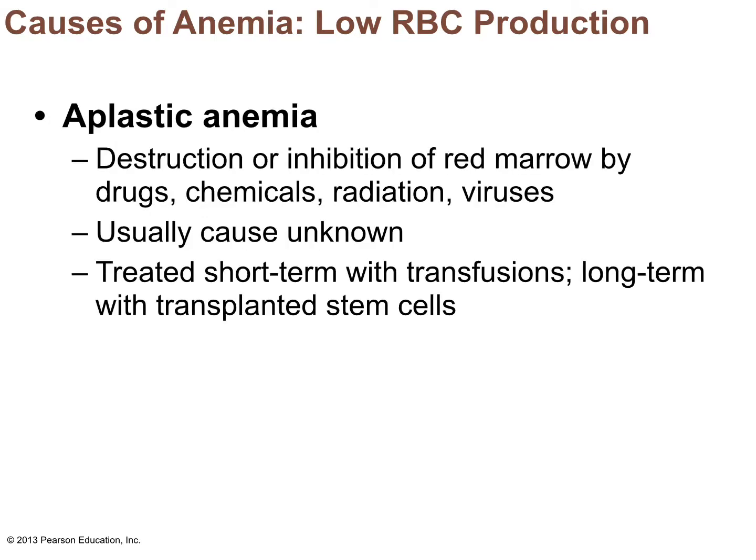Aplastic anemia is destruction or inhibition of the red marrow. This can be caused by a variety of things: chemicals, radiation, drugs, even viruses. The cause, though, is usually unknown, and it would be treated with transfusions in the short term and long term transplanted stem cells.